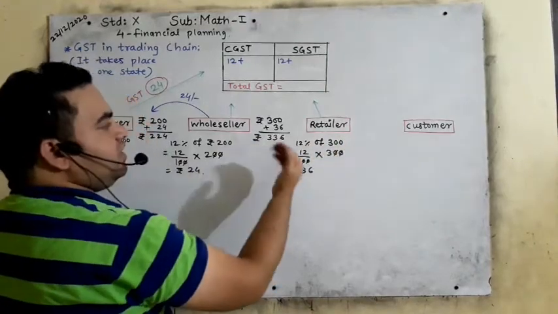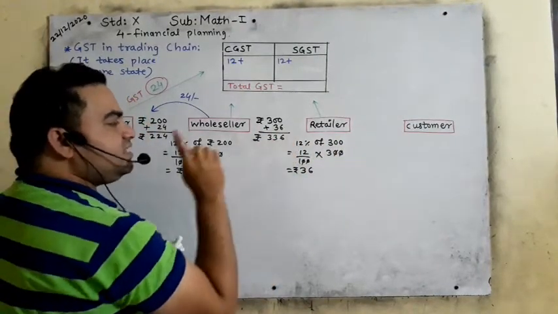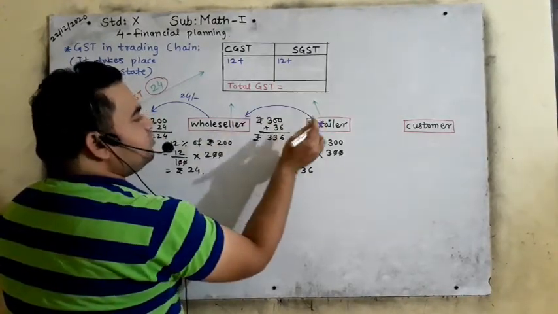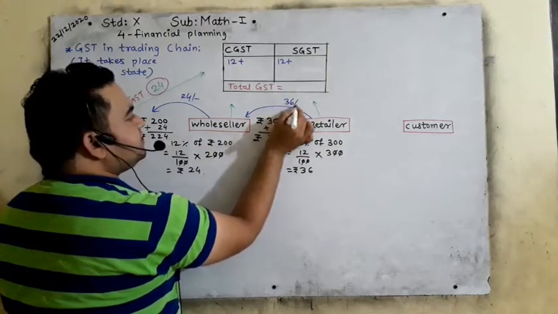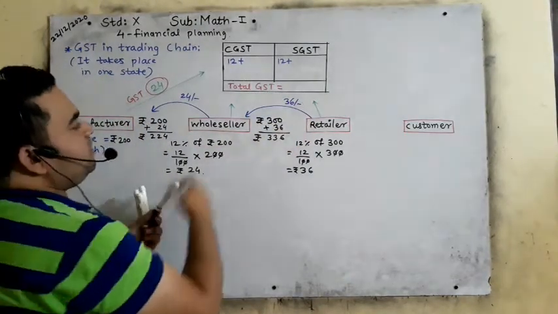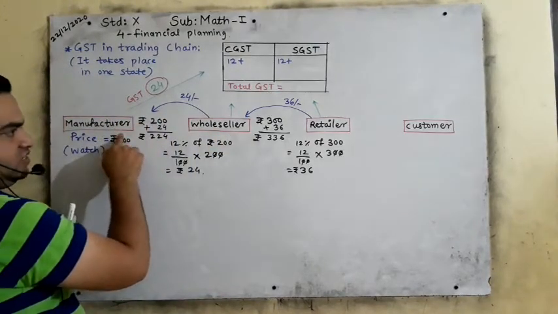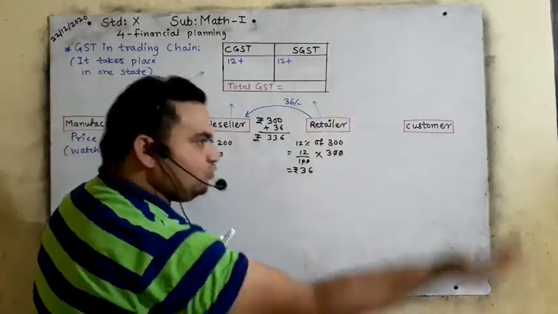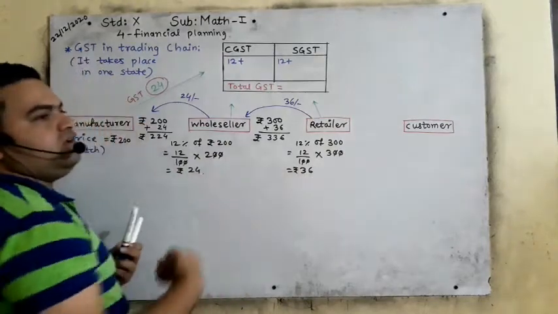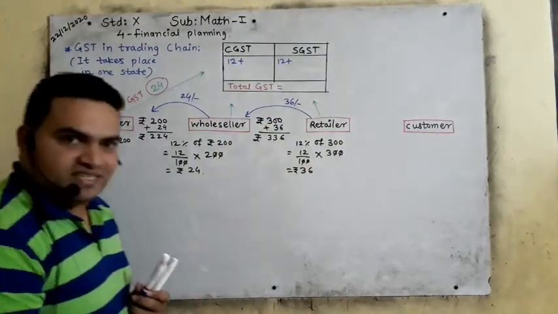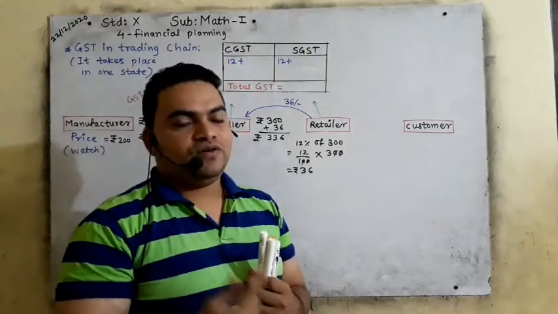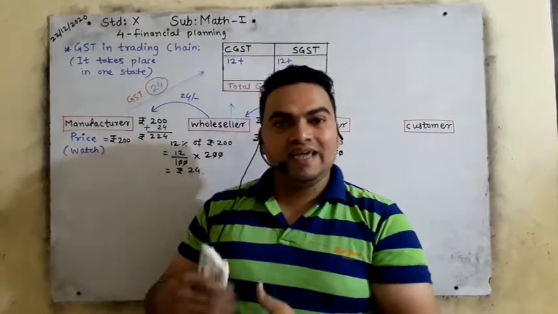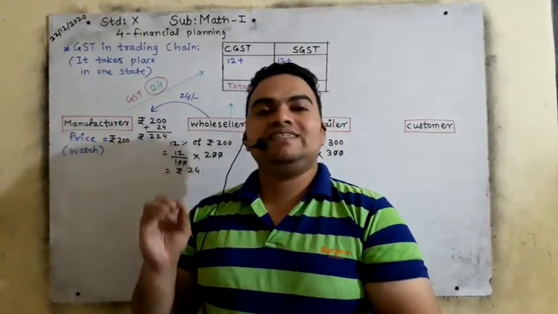The wholesaler has taken 12% GST, that is 36 rupees, from the retailer. The retailer is now paying 36 rupees to the wholesaler, and we know that the wholesaler had paid 24 rupees to the manufacturer. What the wholesaler paid was input tax, and what the wholesaler collects, that is 36 rupees from the retailer as GST, is called output tax. So keep in your mind, my dear students, at the time of purchasing, when you are buying something, the GST you pay is called input tax.